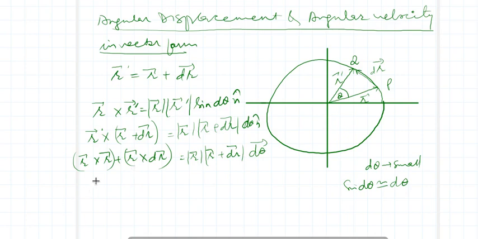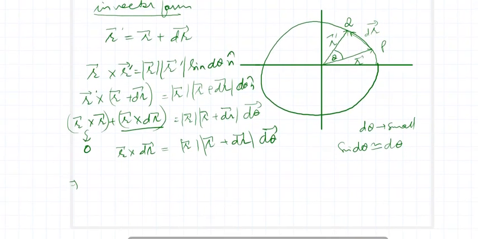Now what do we do? Again, make this term 0, because r cross r is r into r sine 0, because the angle between r and r will be the same, so this will become 0. So that means I can write r cross dr is equal to r plus dr mod d theta vector. So from here I can write down the expression for d theta.